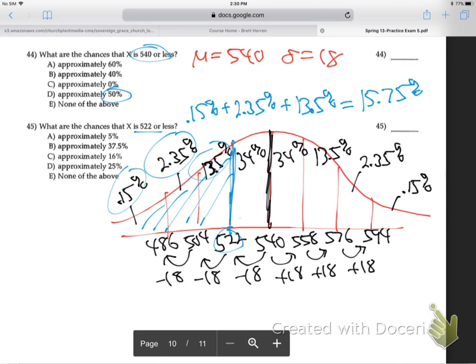Yeah, it's 16. Oh, yeah. I can't add today. At least not by hand. 16%. Thank you. 16%. Good? On that? Okay, let's keep moving. Alrighty.